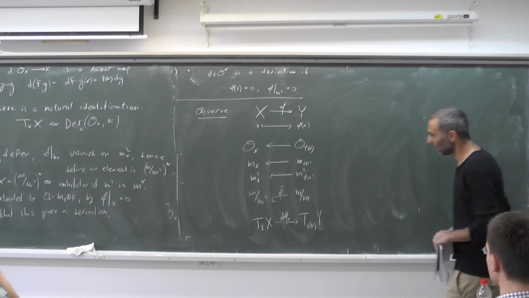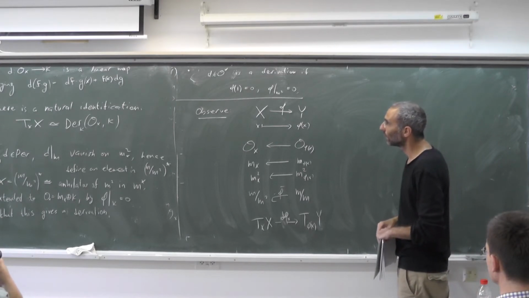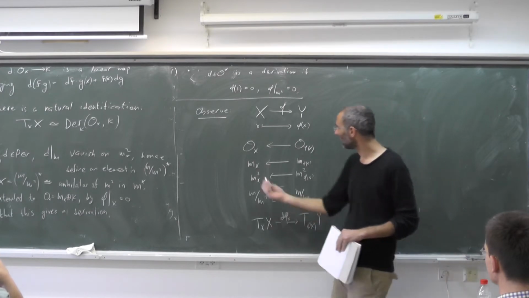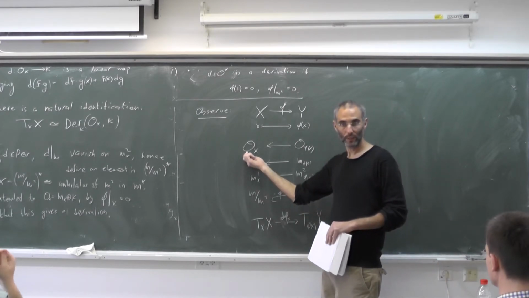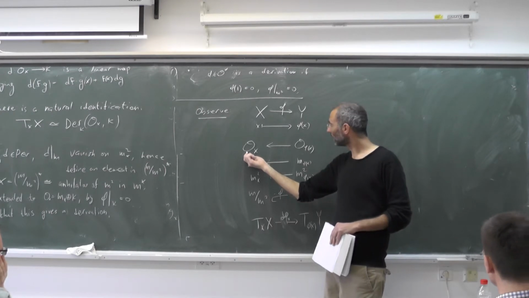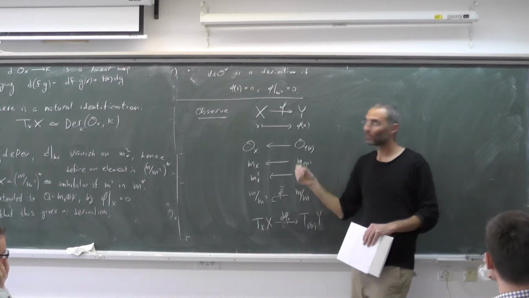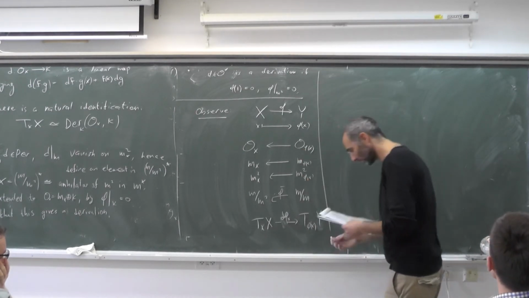Similarly, I may think about it as a derivation. If I have a derivation on that, I can recompose it with this map and get a derivation of that. So it's the same identification.